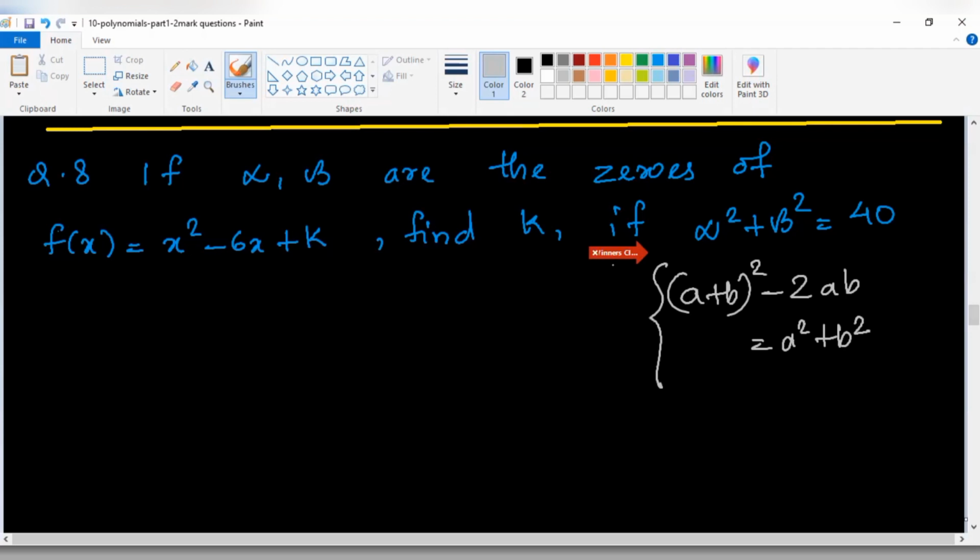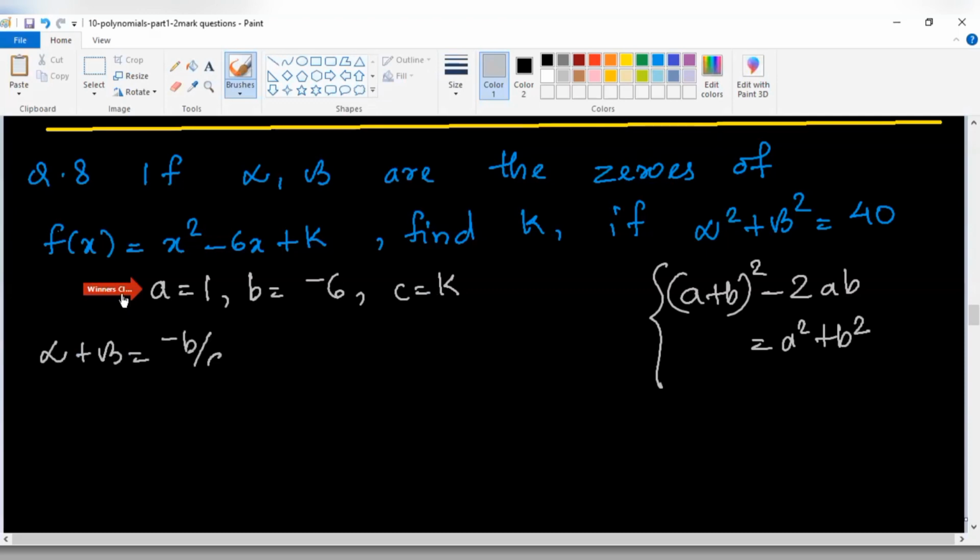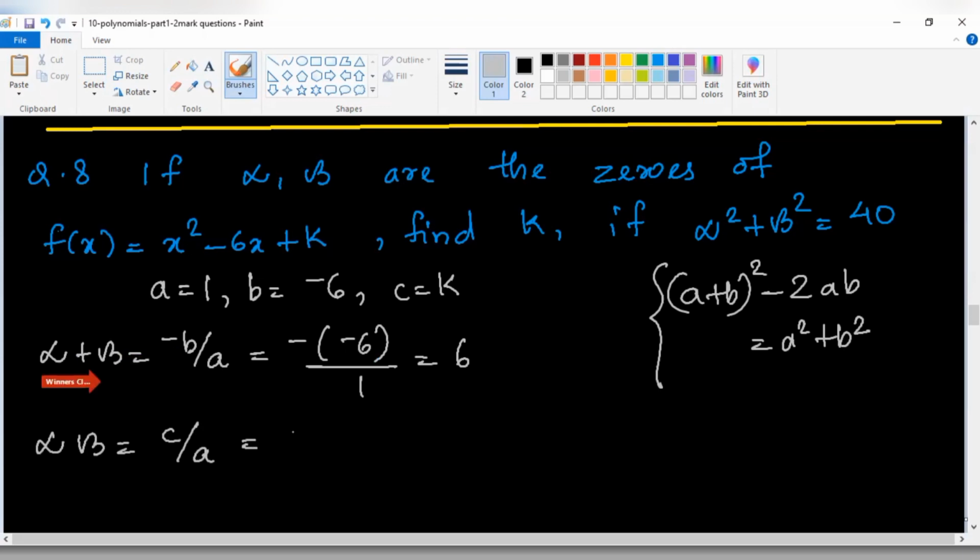We have already done it in the previous questions. So here, by comparing the coefficients, a is 1, b is -6 and c is k. So alpha plus beta is minus b by a. Here in place of b we have -6. So minus of -6 by 1, that is +6, is the value of alpha plus beta, and alpha beta is c by a, that is k by 1. So it is k.